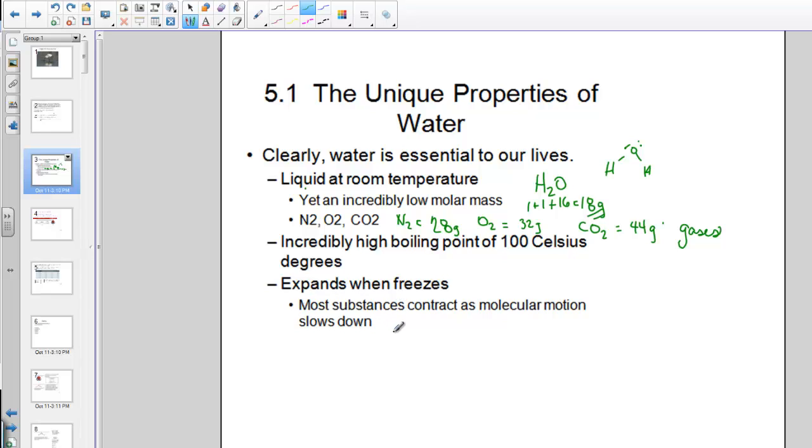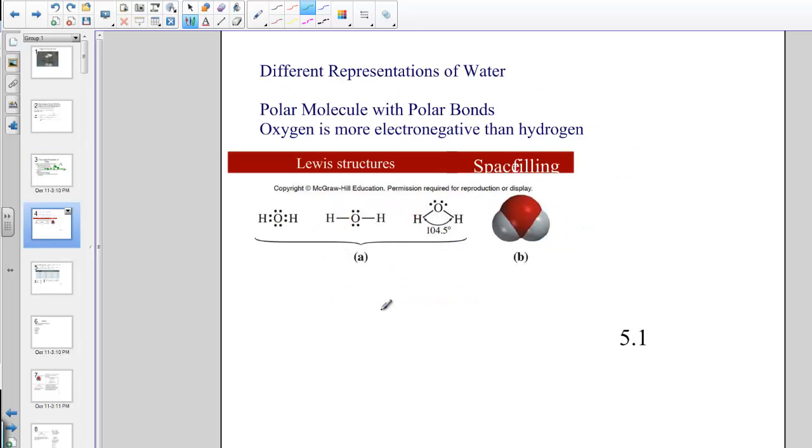freezes. With any other substance, as you take thermal energy away, the molecules slow down, and as they slow down, they begin to contract. But water actually expands, and it does so by creating these hexagonal shapes. You can envision a snowflake, if you will, and as the molecules organize into these hexagonal shapes, they actually expand when freezing. Have you ever left a bottle in the freezer and had it expand to where it might have even exploded? We can see these different representations of water.